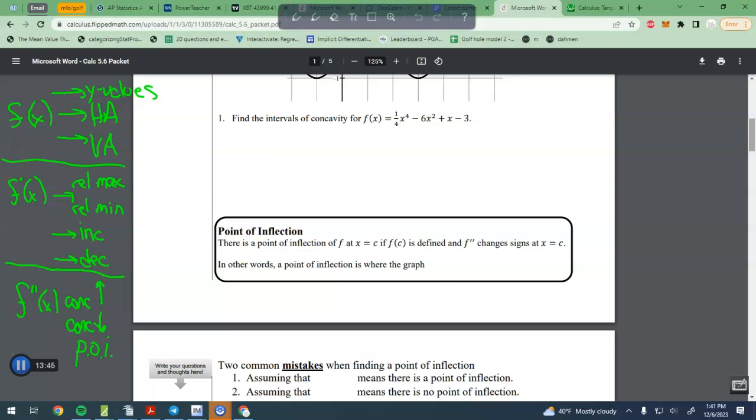So that's going to come in handy because on your take-home test, I'm going to give you an equation, and you have to find all of these things, and then put them all together into a graph and show me what the graph looks like.